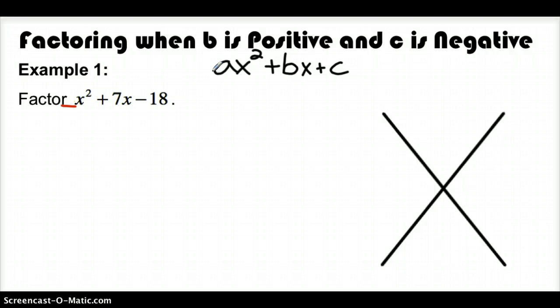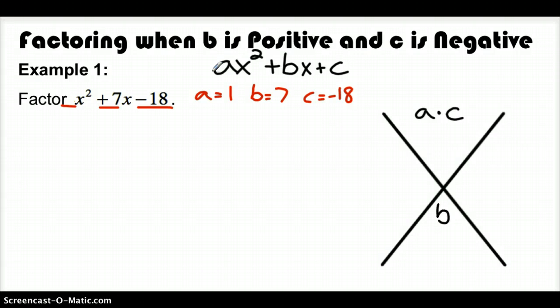Our a term today is always 1. Our b term here is positive 7, and our c term here is negative 18. At this point, remember we want to find numbers that multiply to a times c but add to b. So a times c is going to be negative 18, and our b term is 7. So we want to find all the numbers that we can multiply together to get negative 18. I know I can do 1 and negative 18, or negative 1 and positive 18.